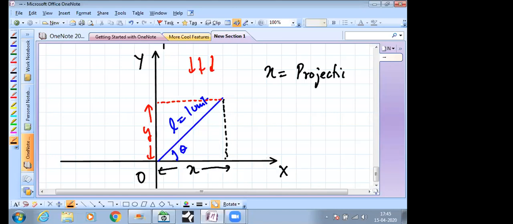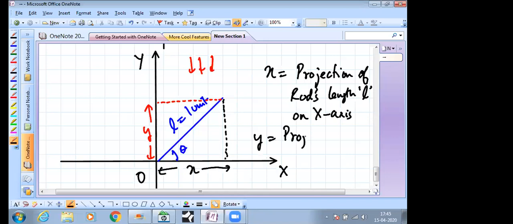So in our definitions, the quantity x over here is called the projection. This is a new term for us: the projection of the rod's length, which by the way we have taken as unity, on the x-axis. And similarly, y over here is nothing but the projection of the same rod's length L on the y-axis. So these are the new terms we are defining today.